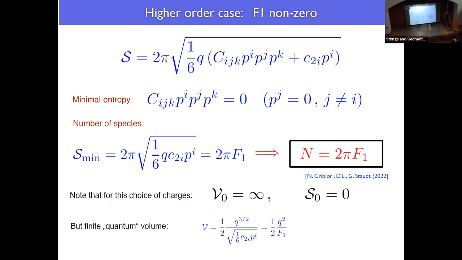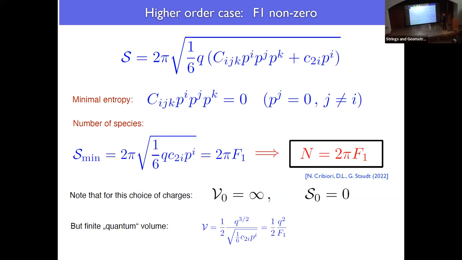So I'm basically done now. Maybe just two more remarks. One remark I have basically made already. Note that for this choice of charges, our classical volume is infinite. If you look at the previous formula, the classical entropy would be zero. So we would still be in a regime where the effective theory is valid because we are at large volume, but we would enter a very small entropy limit, which I guess has its own problems.